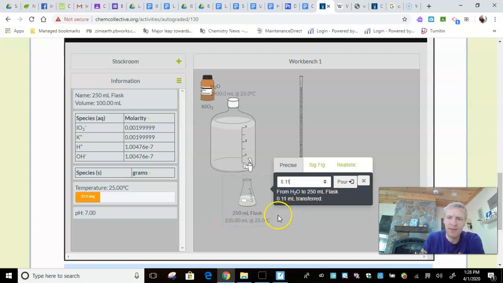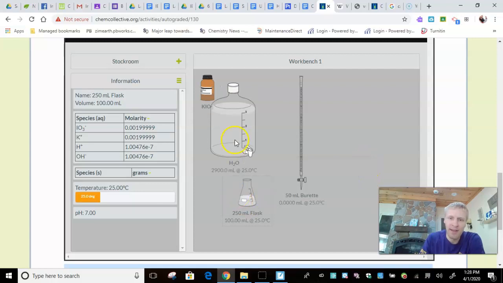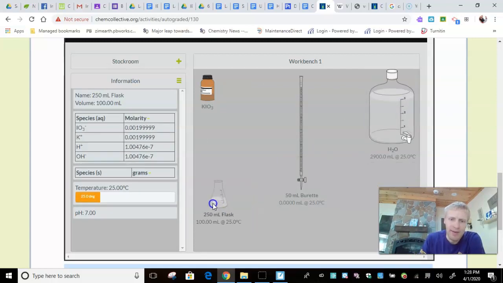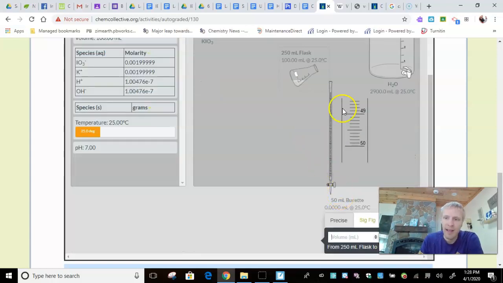And voila, I'm at 100. So I'm going to X out of that, put this in the corner out of the way, and here is my potassium iodate solution. And why don't we just pour it into the burette? And the burette has a max of 50, I'm assuming, because it says 50 milliliter burette. So I'm going to fill it all the way to the top.